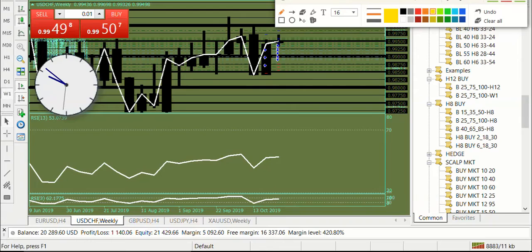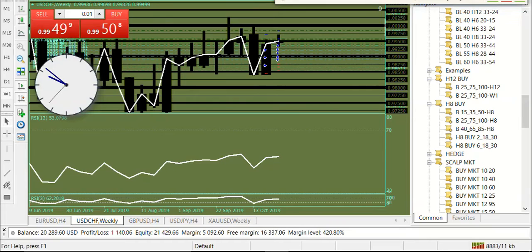Look at the daily. How are you still out looking for indicators? Why are you out looking for indicators? What the fuck's the matter with you?